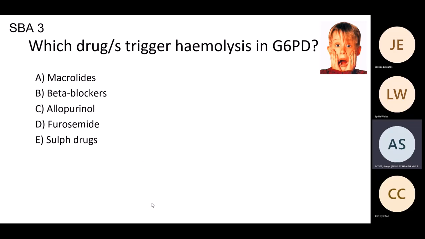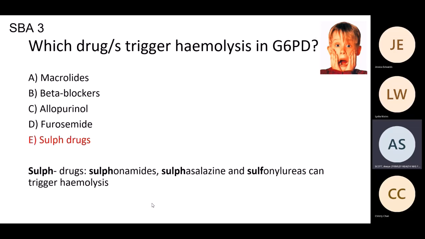Fab. So answer is the sulf drugs. So things like sulfonamides, sulfasalazine, sulfonylureas as well can trigger hemolysis. I don't know the background behind it, but it's just one to be aware of.